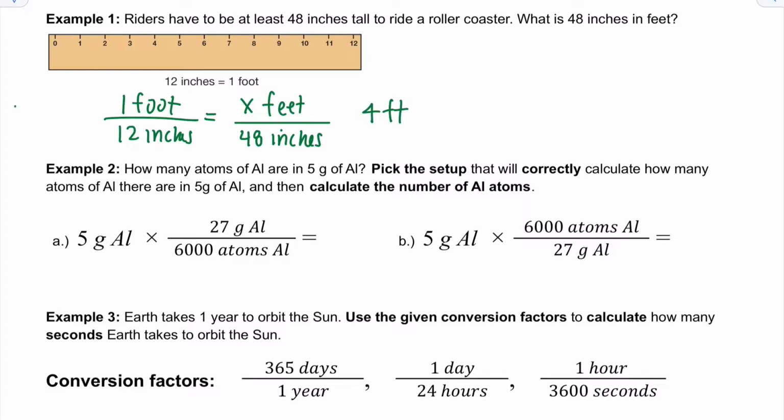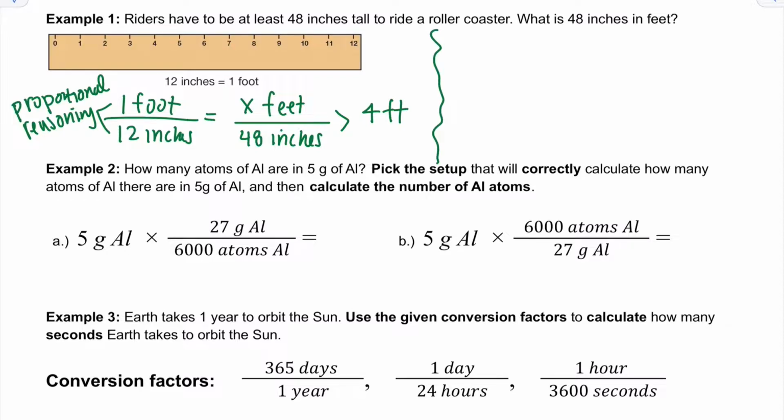This is how you set it up with a proportion. And the presumption with proportional reasoning is that you are creating a proportion with known information and then setting that equal to your unknown information. Now I want to show you what it looks like with dimensional analysis.